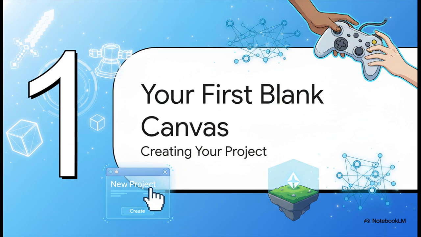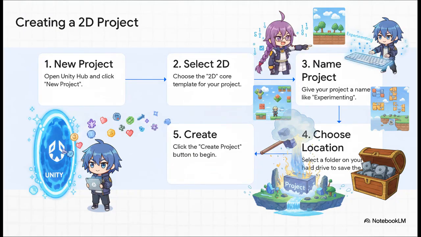Every single game, from the simplest mobile app to a massive open-world epic, starts with this one step, creating the project. This is you, staking your claim on a little patch of digital land where your world is going to come to life. So let's do it. Okay, first things first, you're going to want to open up Unity Hub. You can think of this as mission control for all of your projects. Once you're in, find and click that big New Project button.